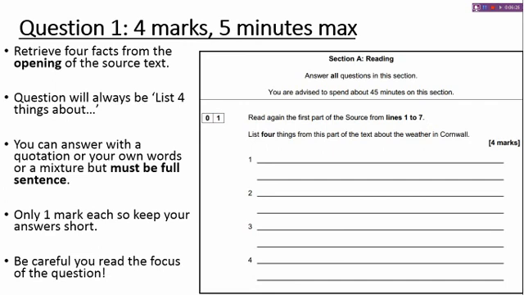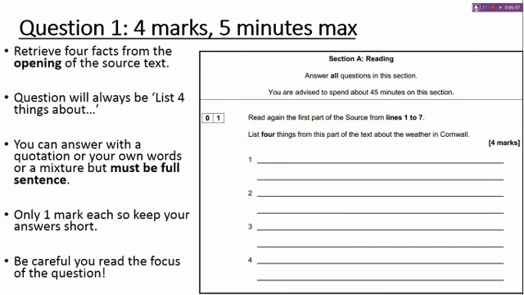So, what then does the question look like? Well, it will say, read again the first part of the source from lines 1 to 7. As I said, I would perhaps just read it for the first time. It's often worth circling the actual extract that you're looking from, because it just encourages you not to accidentally stray outside it. And the question lists 4 things from this part of the text about the weather in Cornwall, is the particular focus of this question. This is from the Jamaica Inn paper that you all did sometime before Christmas.